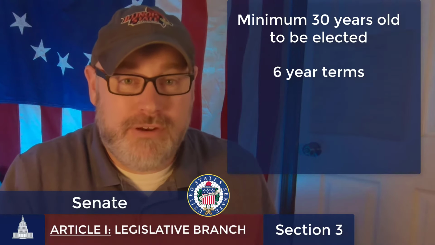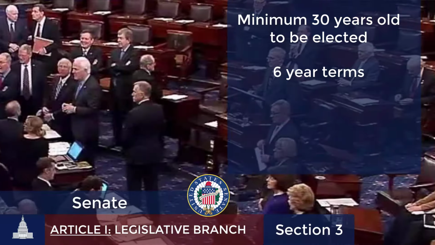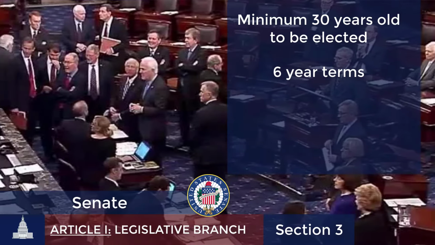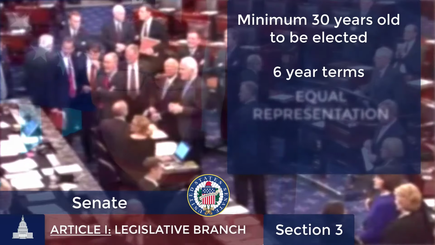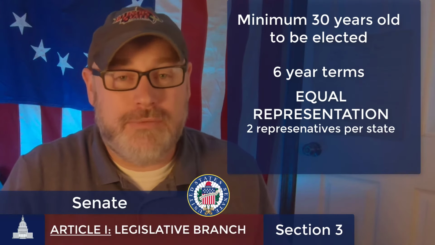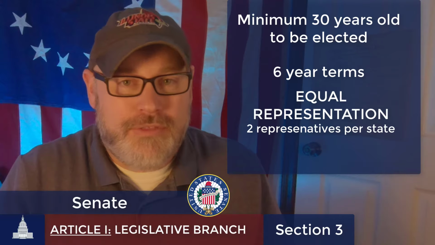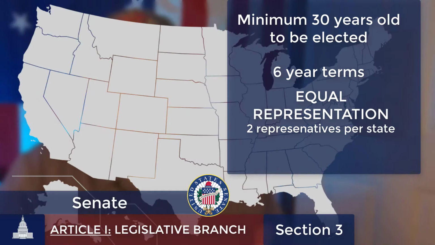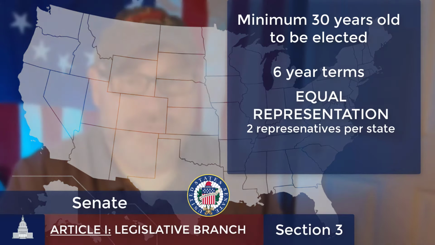Compare that to only 2-year terms in the House. With these longer terms, they are not constantly running for re-election. Within the Senate, we have equal representation, with each state getting 2 representatives regardless of the population of the state. So, with California, again as an example, even though they have a population of over 39 million people, compared to a state like Wyoming that has a little over 500,000 people, both still get 2 representatives. Again, remember, this was part of the Great Compromise that was worked out at the Constitutional Convention.